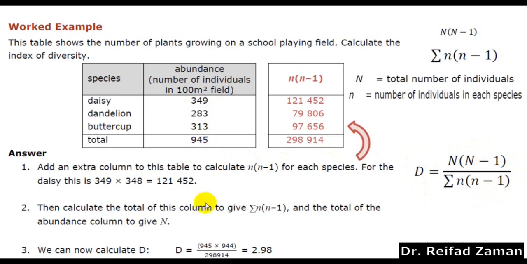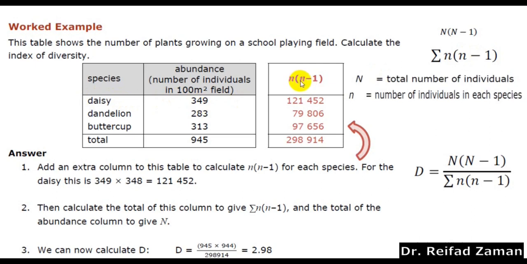So we are going to place this 945 over here, and then here it is again capital N minus 1. So we know that capital N here is 945 and minus 1 is 944. So we are going to multiply 945 into 944, and then we are going to divide it by the sum total of n into n minus 1. Here the small n represents the individual species. So the first one is daisy, for which the small n value is 349.